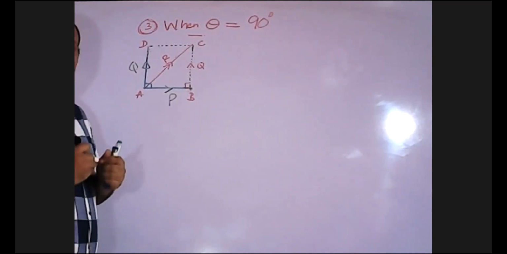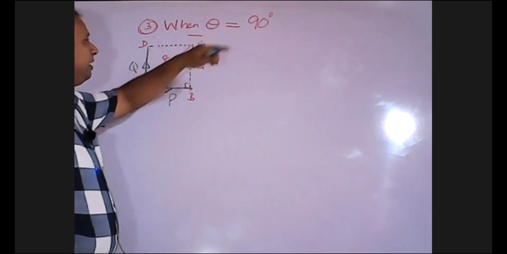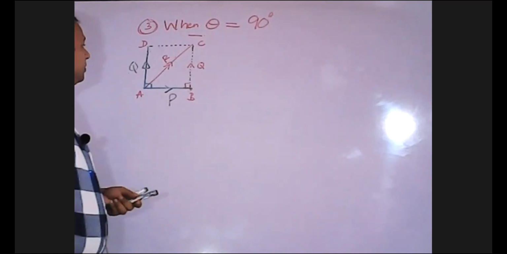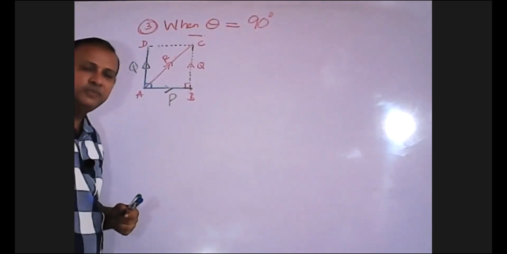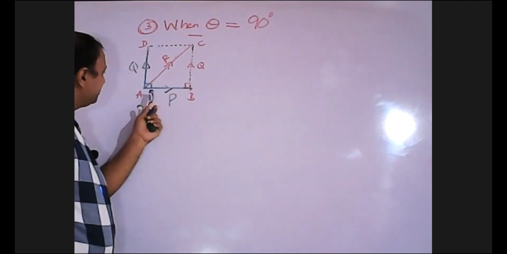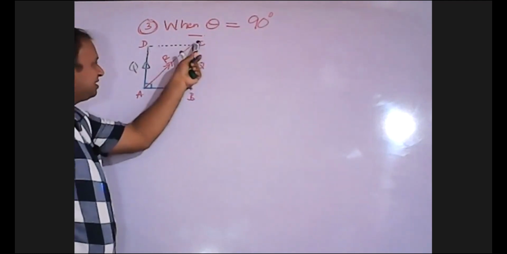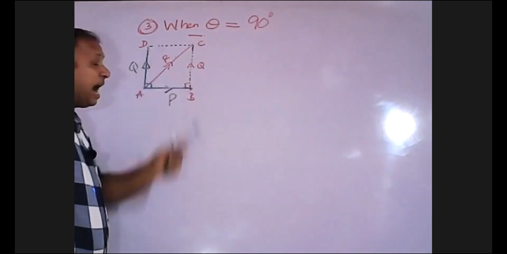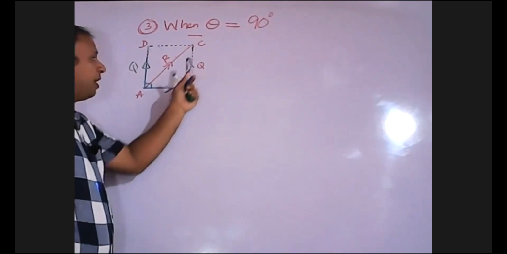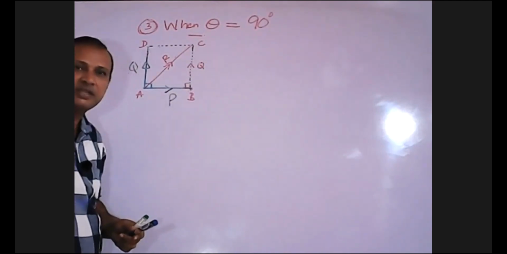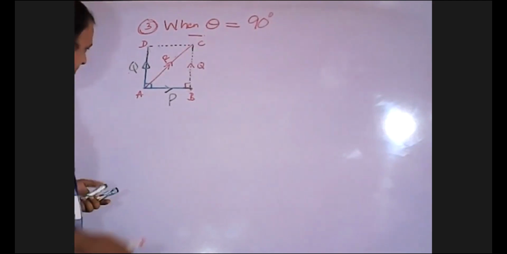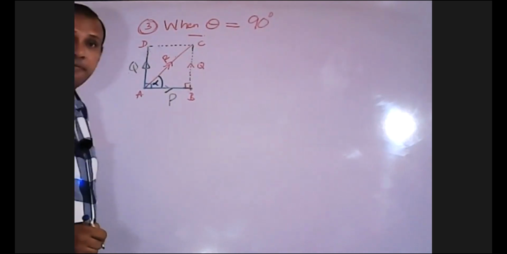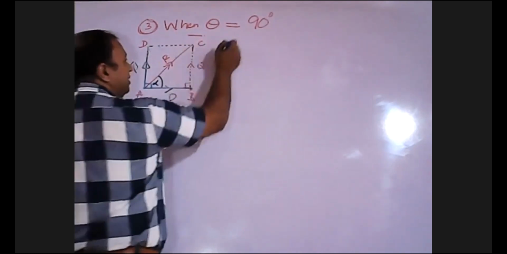Actually, before we substitute this value into the equation, you can derive the magnitude of R using Pythagoras theorem. Look at this. This side is P, this side is Q, this side is P, this side is Q. Therefore, R squared should be equal to P squared plus Q squared. This one is alpha. This one is alpha.